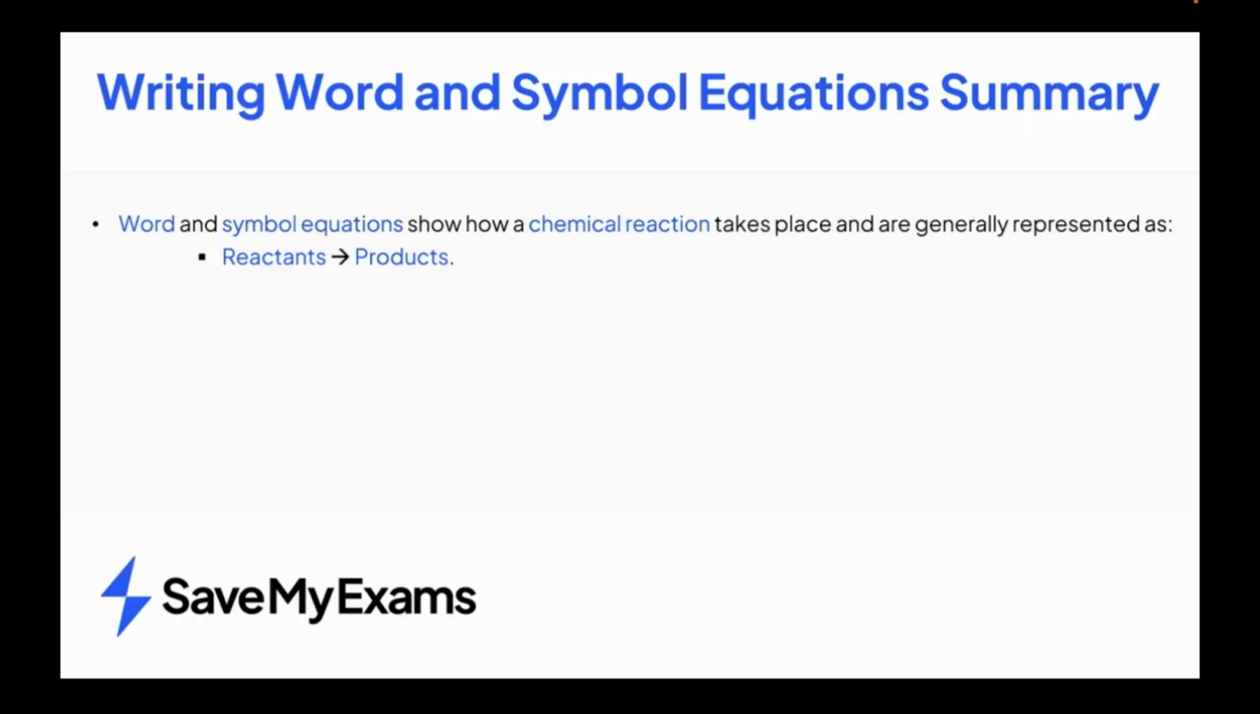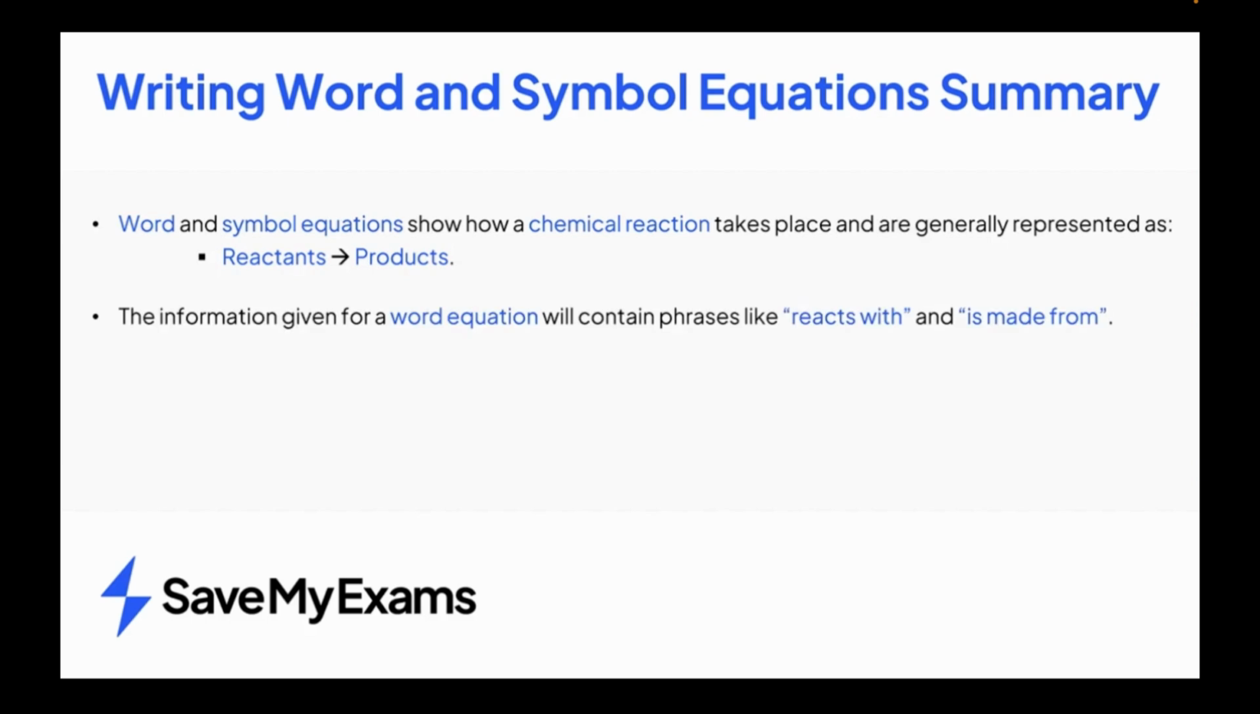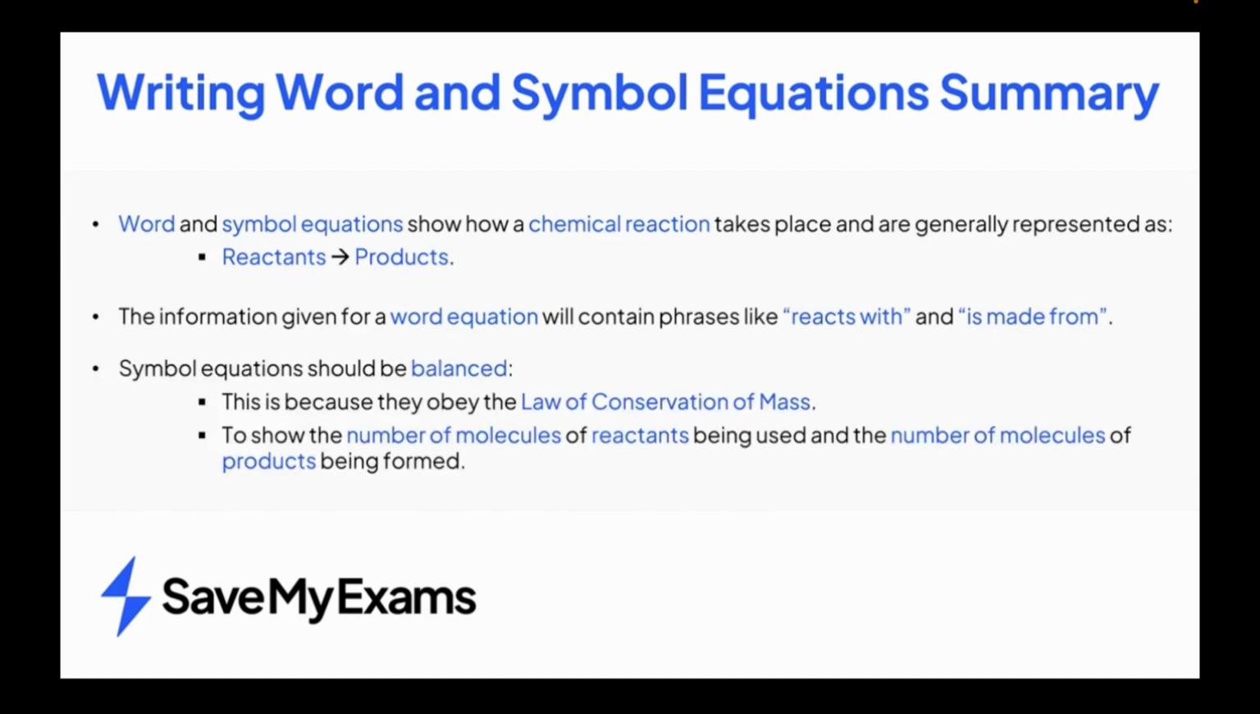Word and chemical equations show how a reaction happens and are shown as reactants forming products. The information required to write a word equation is given in the question. Look out for some of the common phrases like reacts with and is made from, amongst others. Symbol equations are balanced to follow the law of conservation of mass, which means that they show how many molecules of reactants are used to form a number of molecules of products.